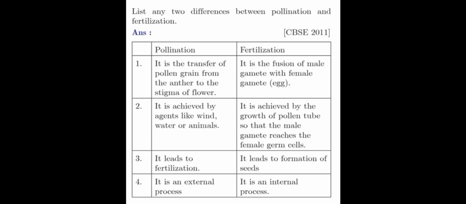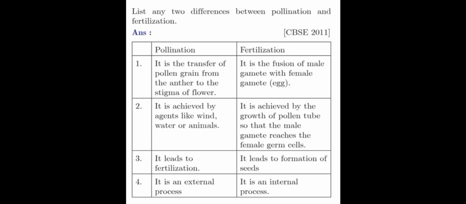Pollination is achieved by agents like wind, water, or animals. Fertilization is achieved by the growth of pollen tube so that the male gamete reaches the female germ cells.